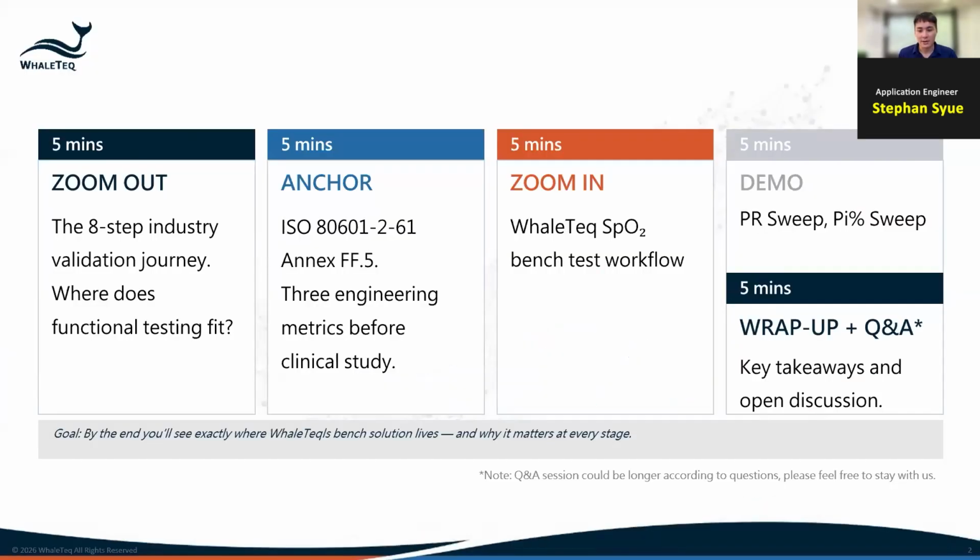All right, thanks, Kyle. And hello, everyone. I'm Stefan. Next we have 25 minutes, and here is the map. The first 5 minutes is a zoom out of the 8-step industry validation journey. Then we will anchor bench testing as what ISO says it is, and the 3 engineering metrics we're going to hit before clinical study. Then we'll have a deep dive on SpO₂ bench test and a demo before we close with a takeaway and Q&A.